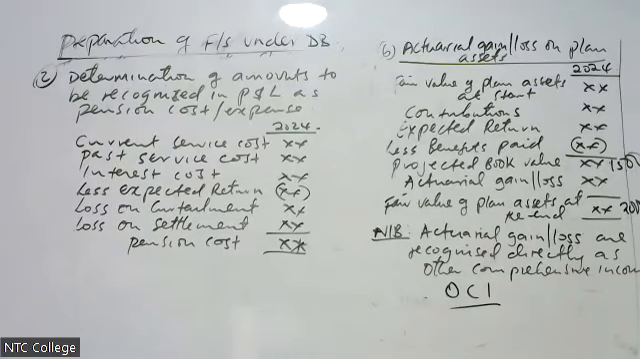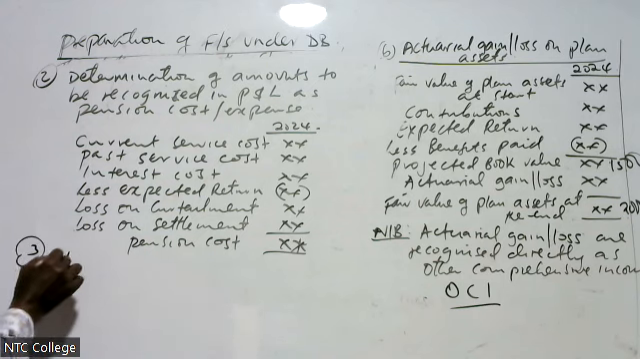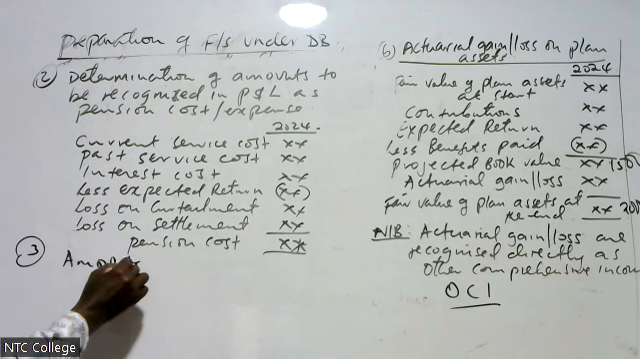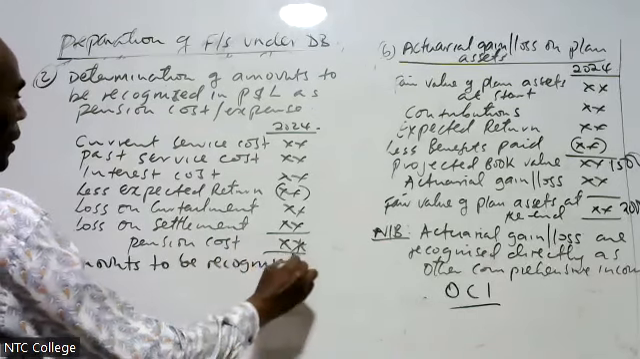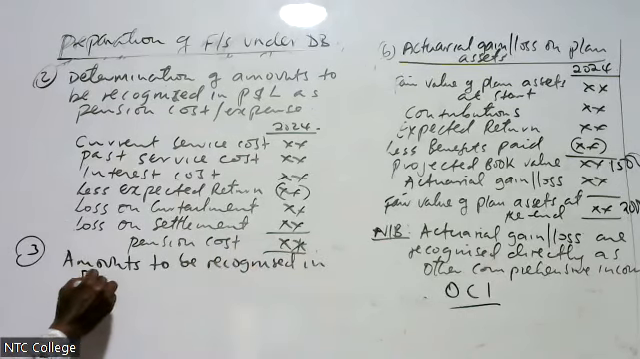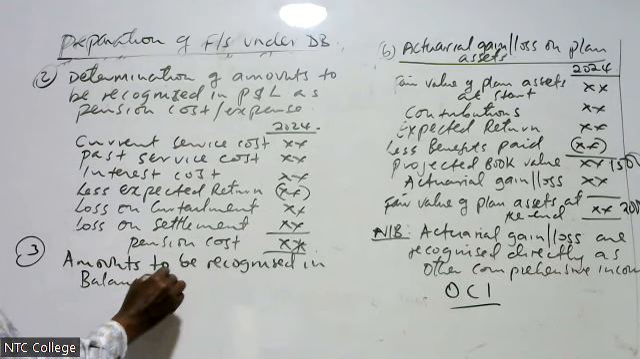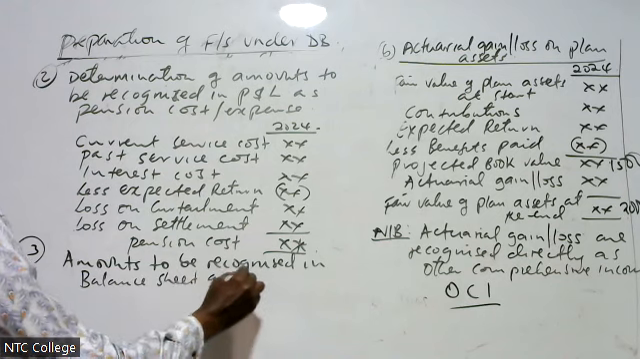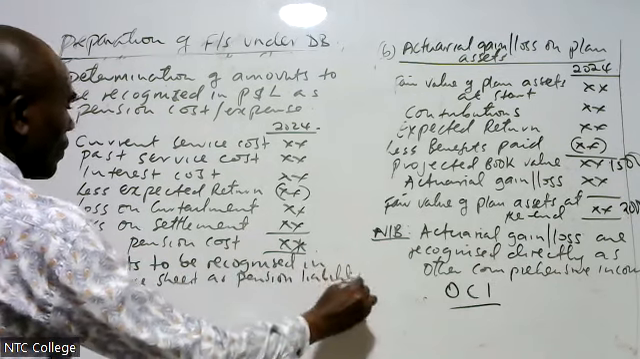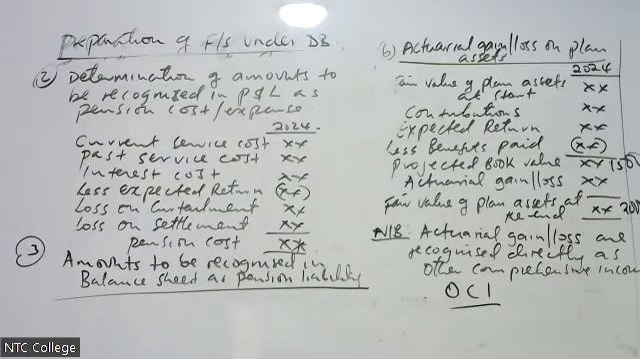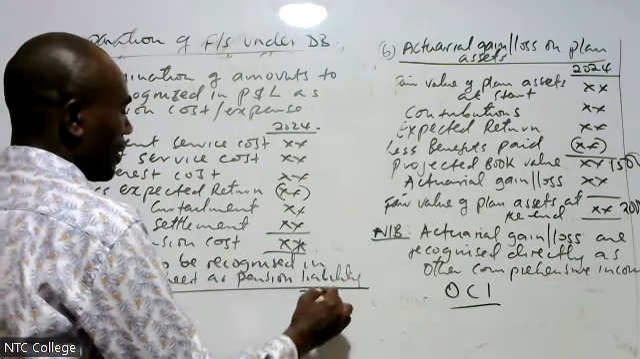Then our last step, step number three, is amounts to be recognized in the balance sheet as pension liability. Let me assume still we are in year 2024.